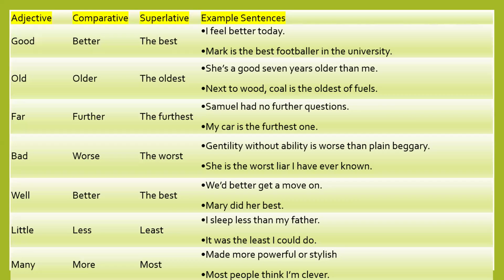So adjective, comparative, superlative, example sentences. Good, better, the best. "I feel better today." "Mark is the best footballer in the university." Old, older, the oldest. "He is a good 7 years older than me." You cannot say "she is a good 7 years elder than me." It's a wrong sentence. You have to use "she is a good 7 years older than me." "Next to wood, coal is the oldest of fuels." For further questions means no next question. "Samuel had no further question." "My car is the farthest one." It denotes distance.